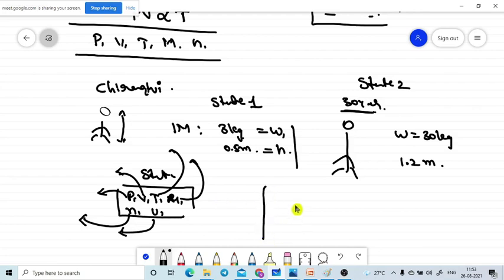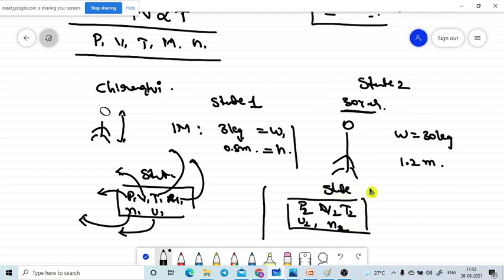After some time, it may lose some energy, it may gain some energy, it may release some of the gas, it may absorb some of the gas, like that. So after some time, it may have another pressure value, another volume value, another temperature value, another internal energy value, and another number of molecules value. It is state 2. State is nothing but the real position of the system.